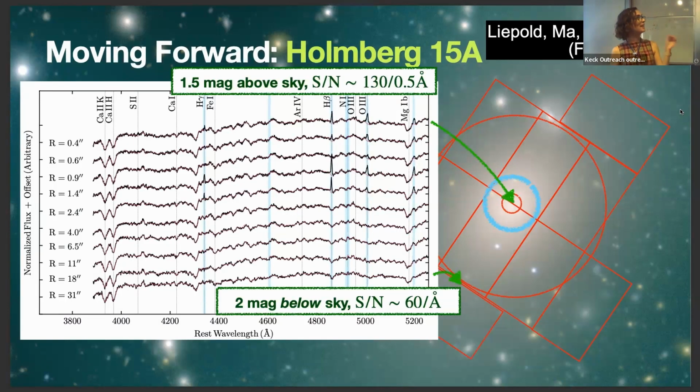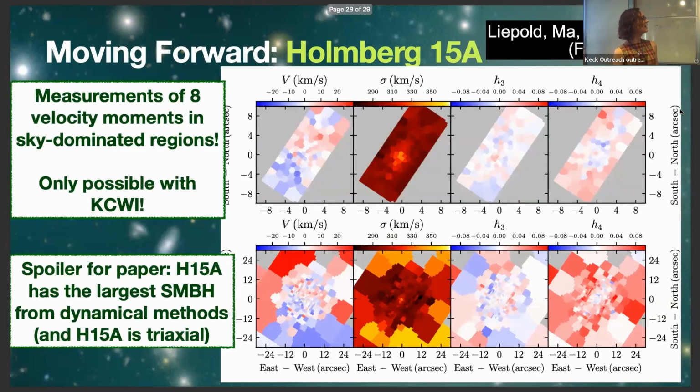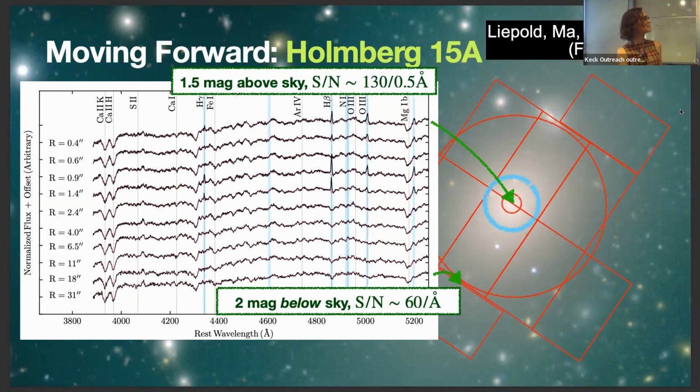But even once we do that, we get very high signal to noise spectra, especially once we handle some of the additional sky subtraction I was talking about. In the centralmost regions with the small slicer, we get signal to noise of something like 130 per spectral pixel. And even at the outermost bins, 2 magnitudes below the sky, we still get signal to noise of about 60. So this is a really incredible feature that's not really possible with any other instrument. It's incredible sensitivity.